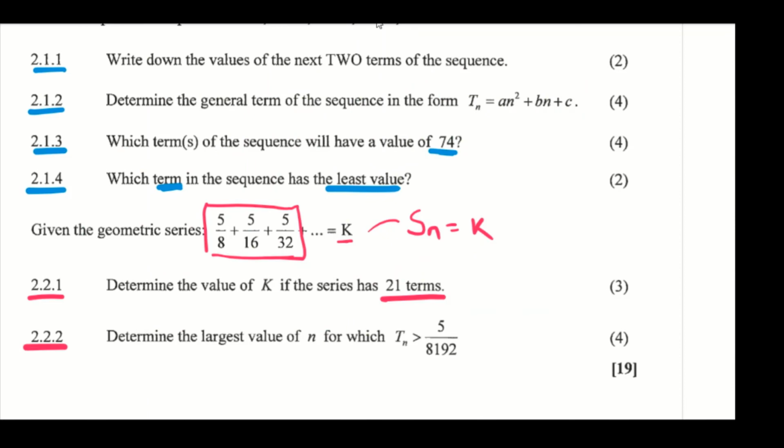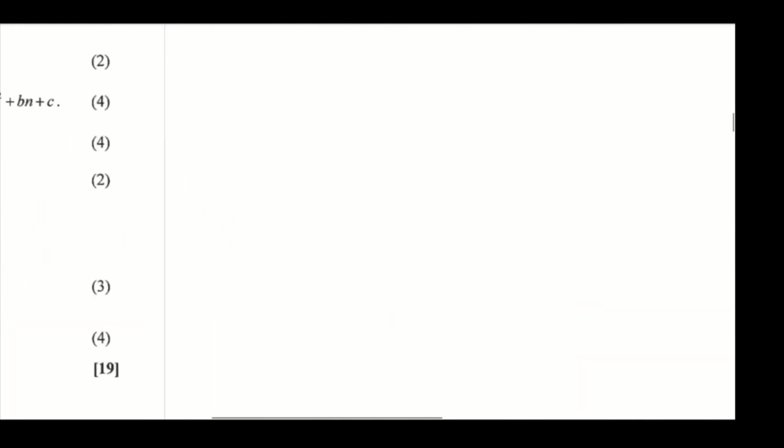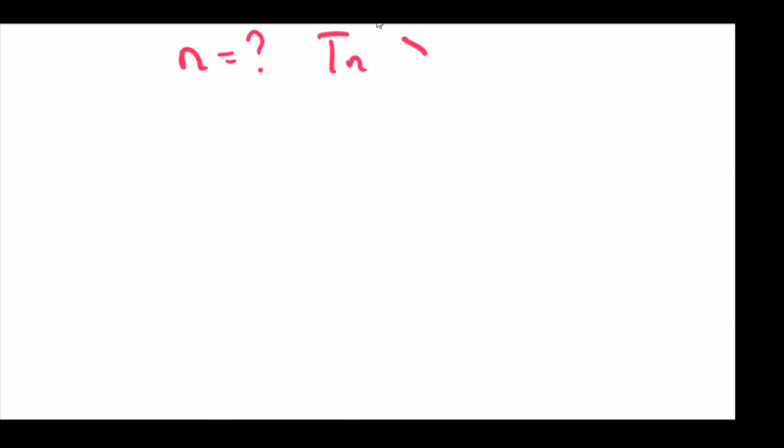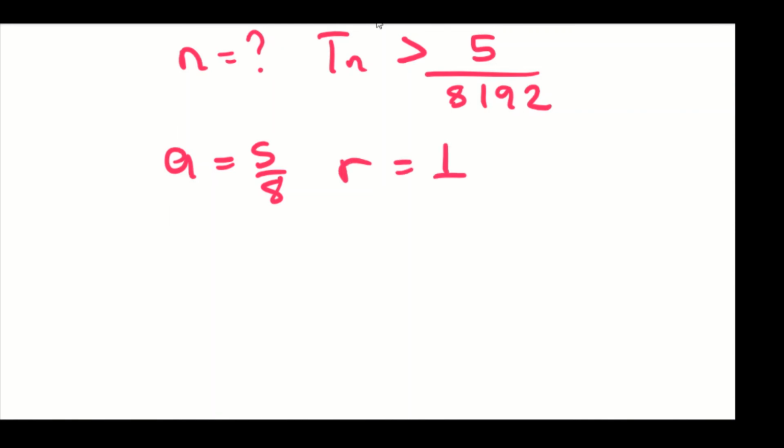2.2.2 says, determine the largest value of n if Tn is greater than 5/8,192, right? So we want to identify the largest value of n when Tn is greater than 5/8,192. We're still going to use the geometric series, where we know our a value is 5/8 and our r value is 1/2, right?